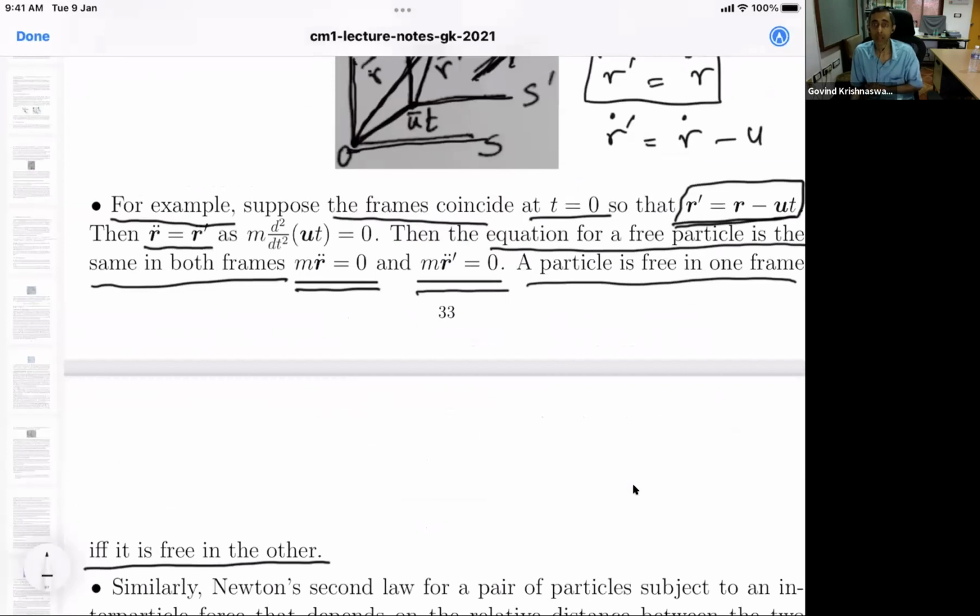This is the sense in which the equation of motion for a free particle takes the same, identical form in both frames, which are in uniform relative motion.